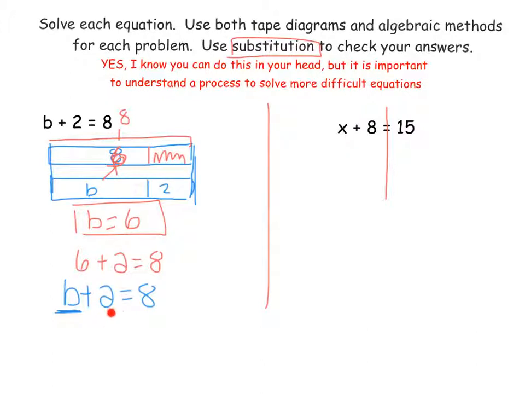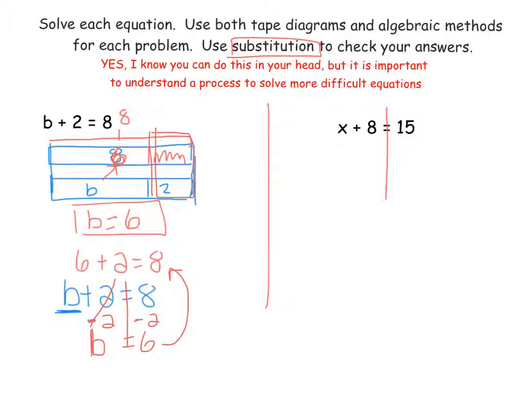So 2 plus what number gets us to 0? We know that it's the opposite or additive inverse. So I'm going to take 2 away. They cancel to 0, so now I have b plus 0, or just b. But we also know that what we do to one side, with equations, they have to balance out. So we are going to have to take 2 away from this side as well to get our 6. And we already checked it by substitution.